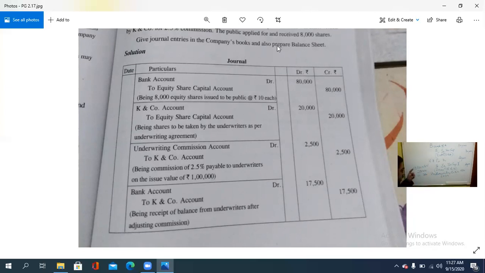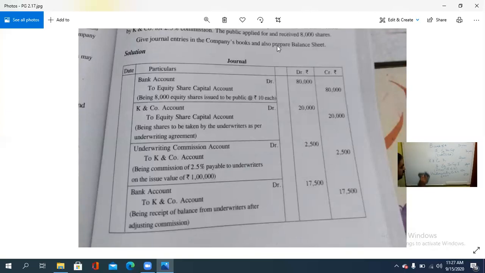Or you need to do it in another way. 10,000 into 10, that is 1 lakh. 1 lakh into 2.5% is 2,500. And the balance amount, who will get it? K and Company will get it in his account.